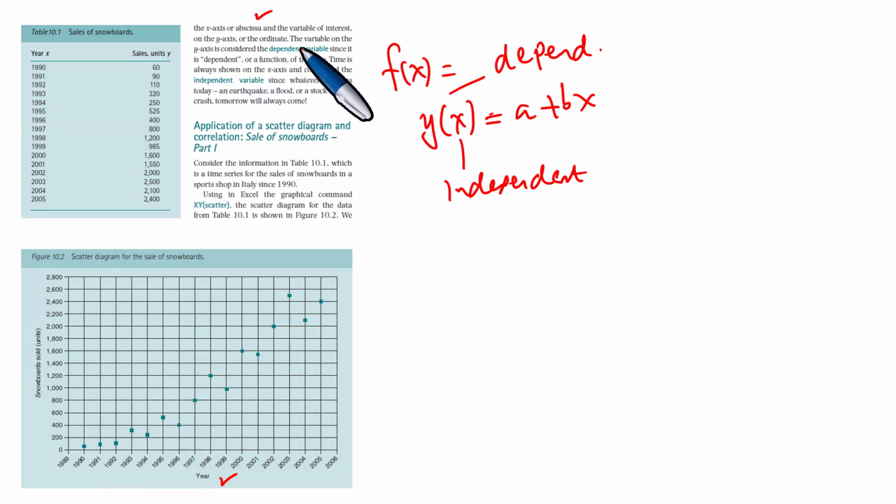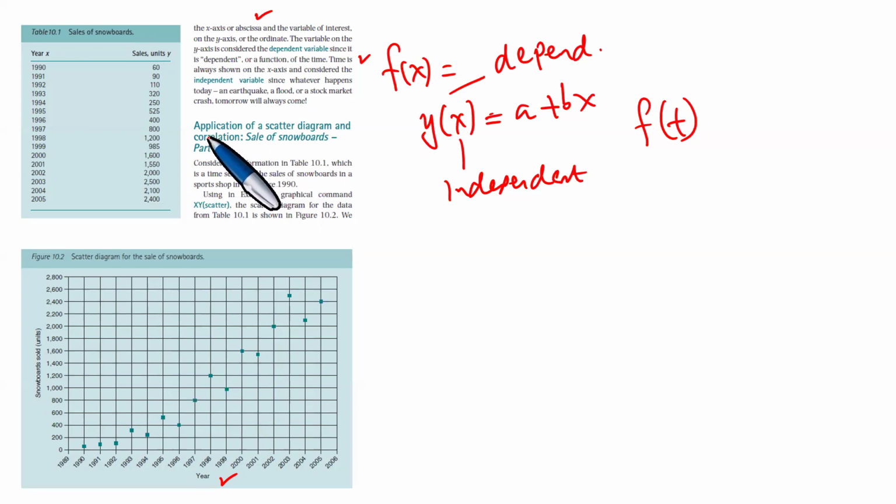Moreover, just to emphasize here, the variable on the y-axis is considered the dependent variable since it is dependent, or a function of, the time. In the case of our time series discussion, time is always shown on the x-axis, and this is very important. It is considered the independent variable, since whatever happens today, an earthquake or a flood or a stock market crash, tomorrow will always come.